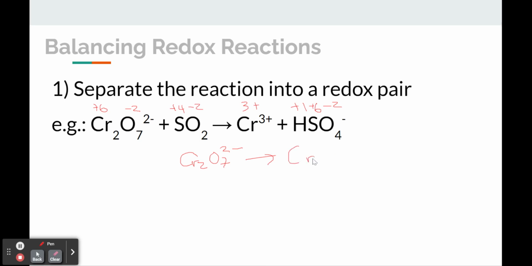So the product here has to be my Cr3+. And the same thing with SO2, it has to make HSO4⁻, because if it made chromium, that would not make any sense because there's no sulfur in there and there's no chromium on the left-hand side. Okay, so there I've separated my reaction into my redox pair. This top one happens to be the reduction, and this one happens to be the oxidation. But I can often separate them into redox pairs without even thinking about which one is reduction and which one is oxidation. So that's the first step.